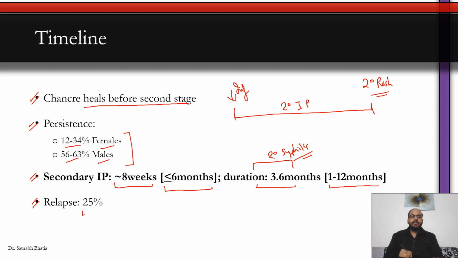Relapses can occur in about 25% of patients. What do we mean by relapses? That means if you have a patient with secondary syphilis, you treat the patient, and they again develop secondary syphilis. Okay, so relapses of secondary syphilis can be seen in about 25% of patients.